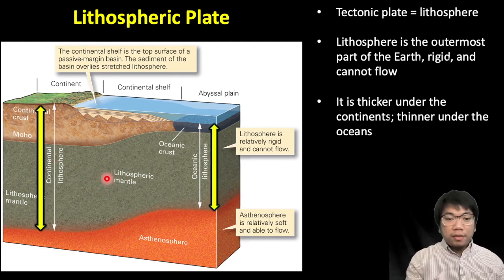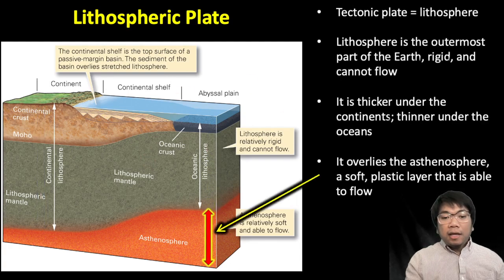It's also very easy to distinguish them on cross sections. Continental lithosphere is typically much thicker than the oceanic lithosphere. Another thing that I'd like to mention here is that the lithosphere overlies the asthenosphere, which is this red region right here. And remember that the asthenosphere is the layer of the Earth that is soft, plastic, and able to flow. Okay.